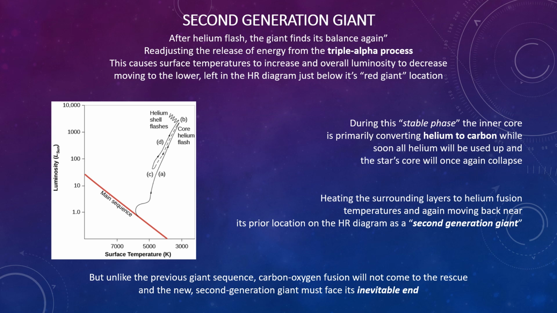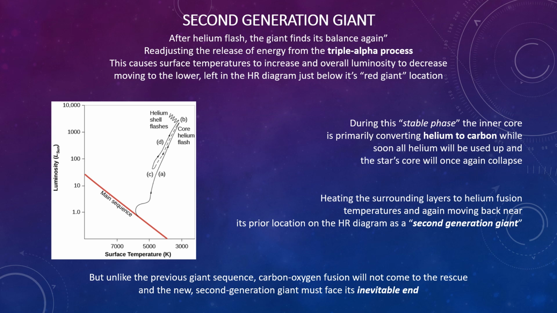During this semi-stable phase, and I say semi-stable because it lasts only millions of years, or even less for even more massive stars, the inner core is primarily converting the helium into carbon. As soon as all the helium has been used up, the core will then contract again.